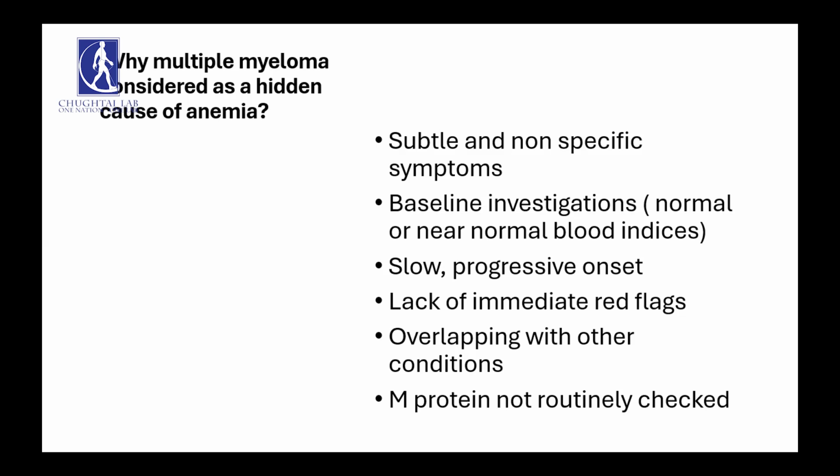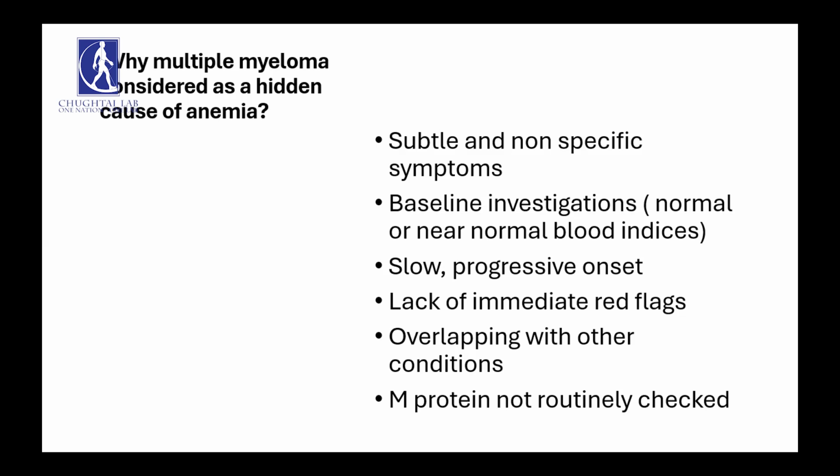Like there could be no systemic involvement there. There will not be any bone involvement, renal involvement, or hypercalcemia apart from anemia. Lack of immediate red flags, overlapping with other conditions. Again, multiple myeloma develops in later stages of life, so there could be other comorbidities as well, like diabetes mellitus, hypertension, or chronic inflammatory conditions that can cause the development of anemia, and that could be misleading as well.